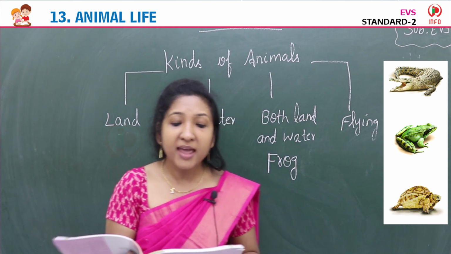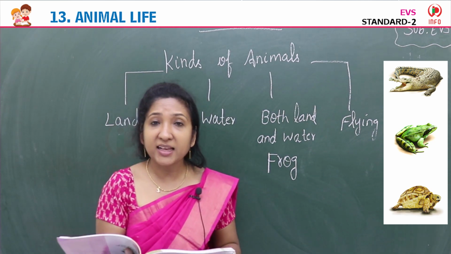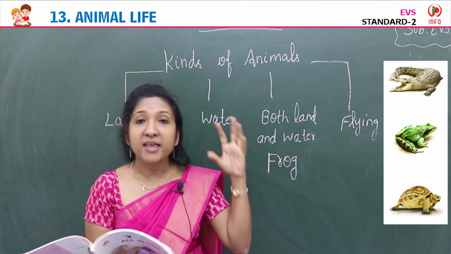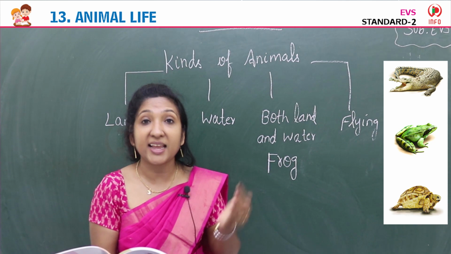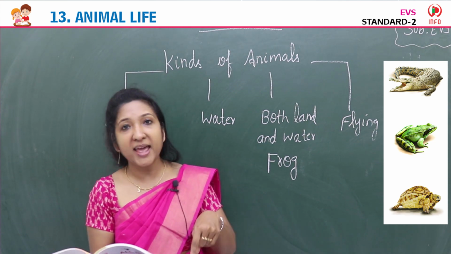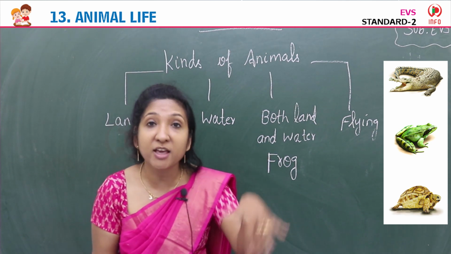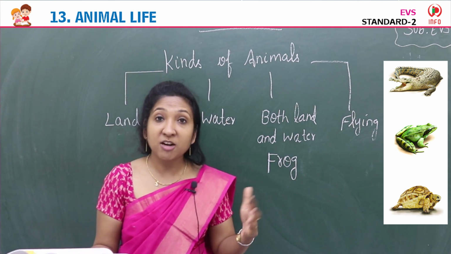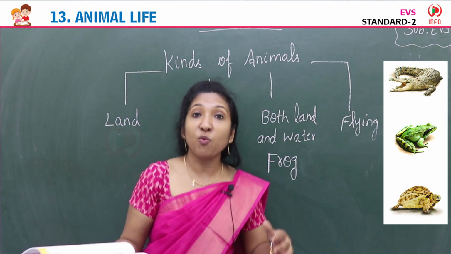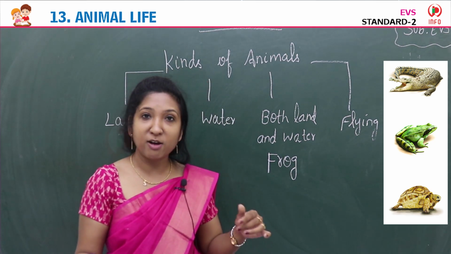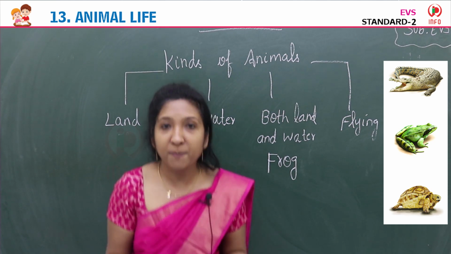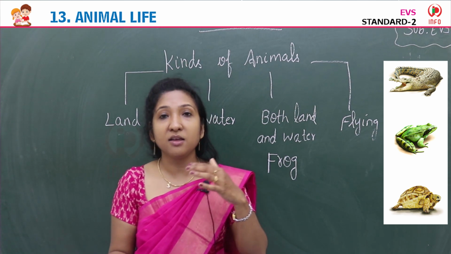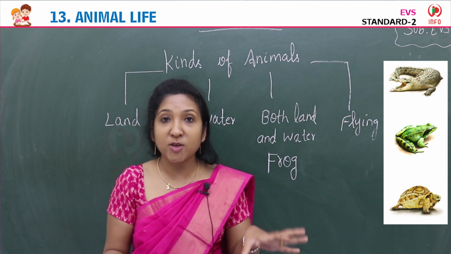F-R-O-G, frog. They have a special kind of back legs for swimming and hopping. See the image of a frog. For swimming they have back legs, at the same time for hopping also on the land. Hopping means to jump on one foot. Children used to play by jumping on one foot, isn't it? That is hopping. So frogs hop. On land they hop, and in water they swim. So they have special back legs for doing this.